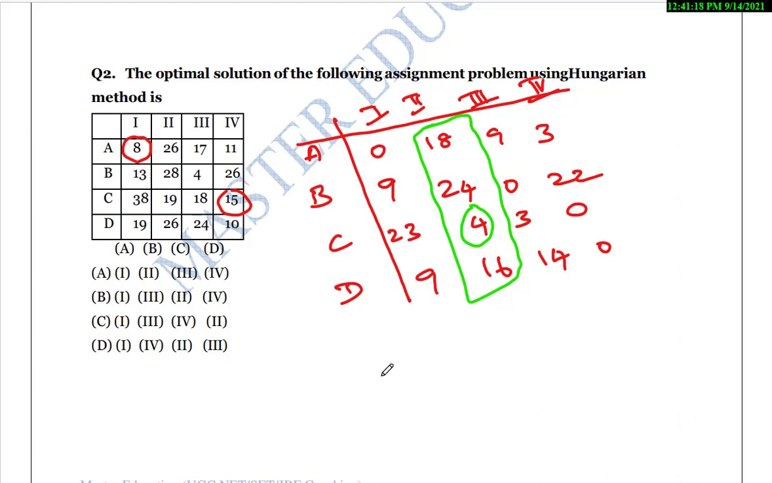So in the second step, 0, 9, 23, 9 will remain as it is, and then 4 you have to subtract: 18 minus 4 is 14, and 20, here it will be 0, and then 16 minus 4 is equal to 12, and then 9, 0, 3, 14. Here 0 is the smallest element, so it remains as it is. So you get it. Now you do an allocation.